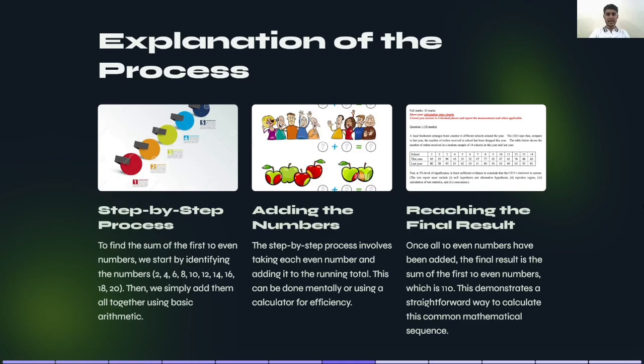And the second one is adding numbers. The step by step process involves taking each even number and adding it to the running total. This can be done mentally or using a calculator for efficiency. Reaching the final result: once all 10 even numbers have been added, the final result, the sum of the first 10 even numbers, is 110. This demonstrates a straightforward way to calculate this common mathematical sequence.